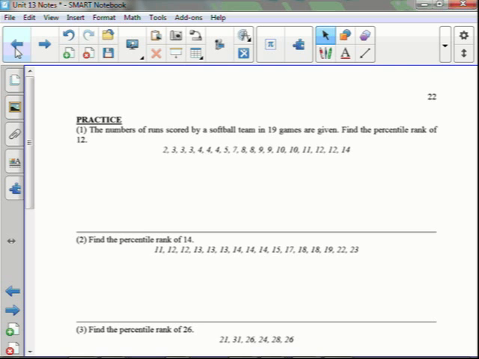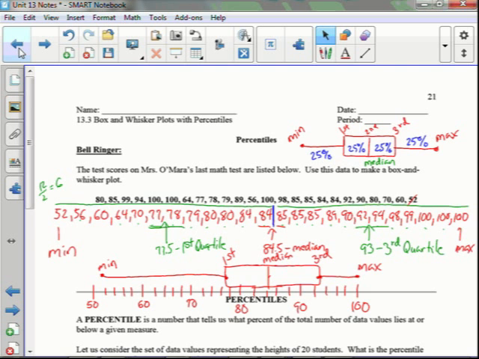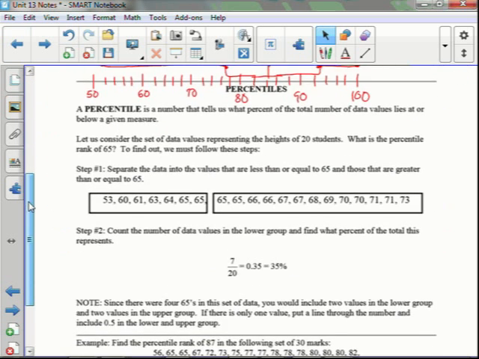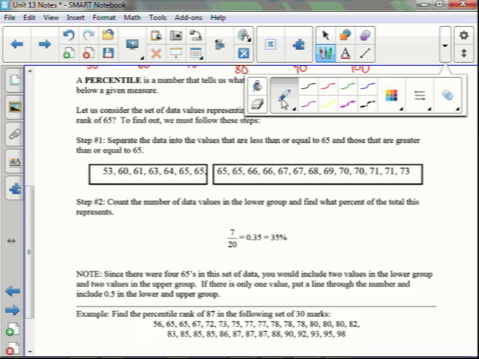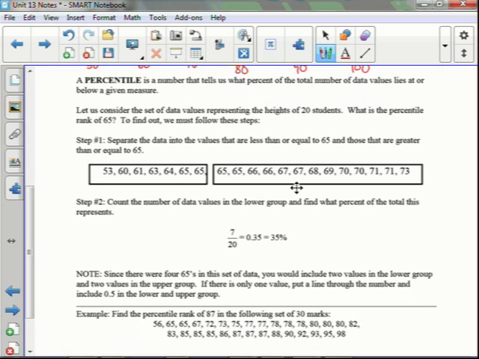But the next part that I want to talk about today is how do we determine percentile, okay? And here's the definition of what a percentile is. A percentile is a number that tells us what percent of the total number of data values lies at or below a given measure.